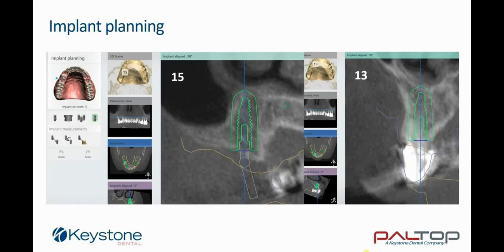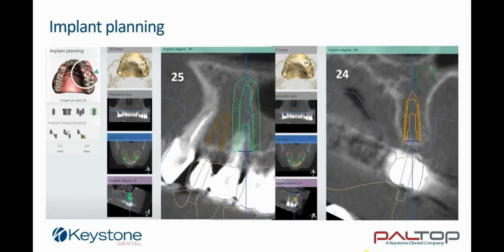Implant 13 was planned in an extraction site. The contact area of the surface of the implant in the surrounding bone was evaluated. This was done to see if primary stability could be achieved. Implant 25 is tilted distally. This will reduce the size of the distal cantilever of tooth 26 in the final restoration.